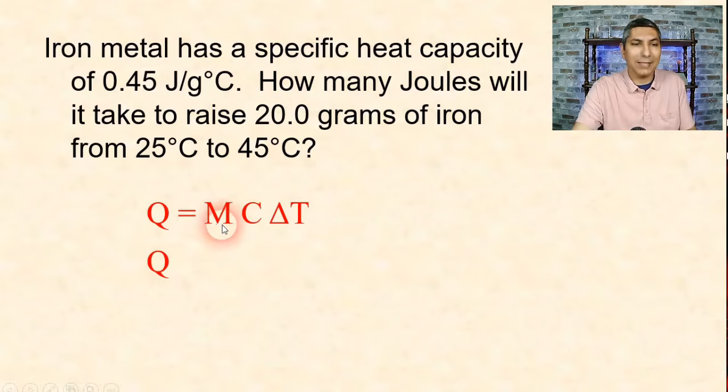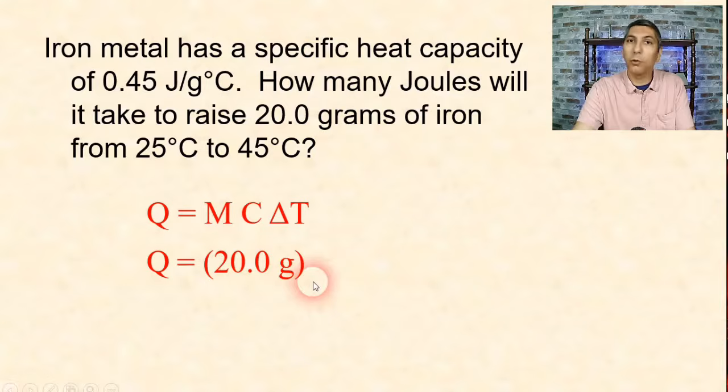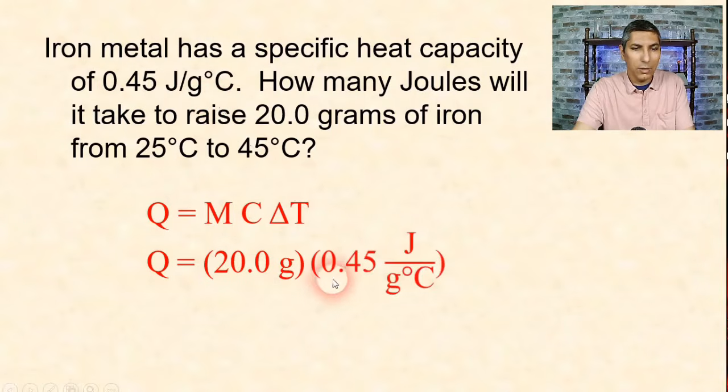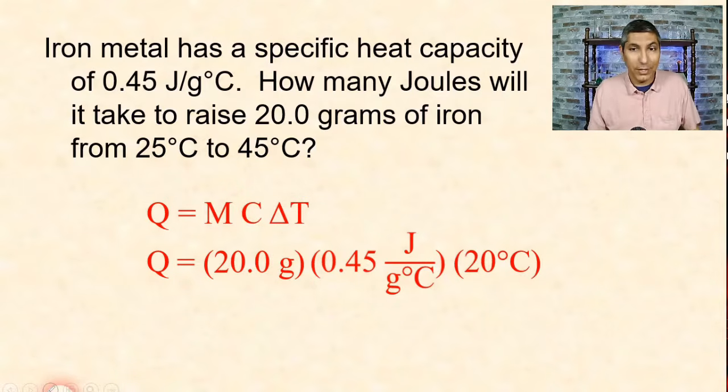M is the mass of the material. The problem says that the mass of the iron is 20.0 grams. So I'm going to plug in 20.0 grams in for the mass, for our M. Now C represents the specific heat capacity of the material, and it tells us up here that that is 0.45 joules per gram degree Celsius. So I'll plug in that value for C. And then delta T is going to be calculated from this information right here. If the temperature goes from 25 degrees Celsius up to 45 degrees Celsius, well, that's a delta T of positive 20, isn't it? So our delta T is 20 degrees Celsius. Now, all we have to do is multiply these values together to find our value for Q.